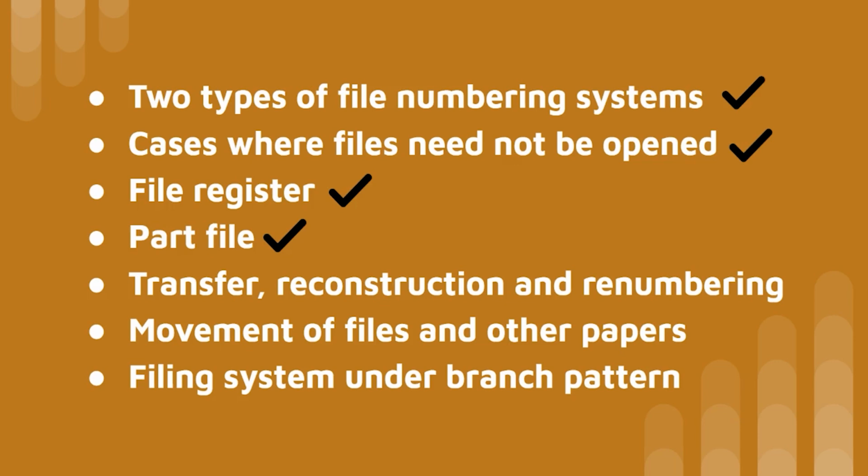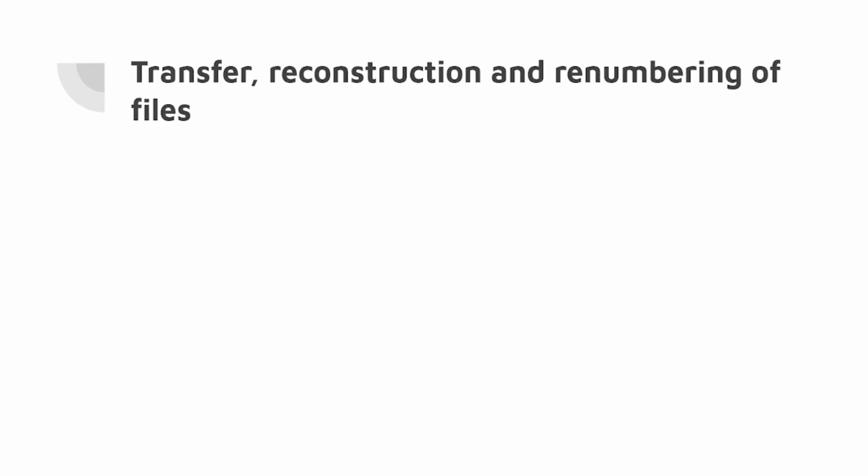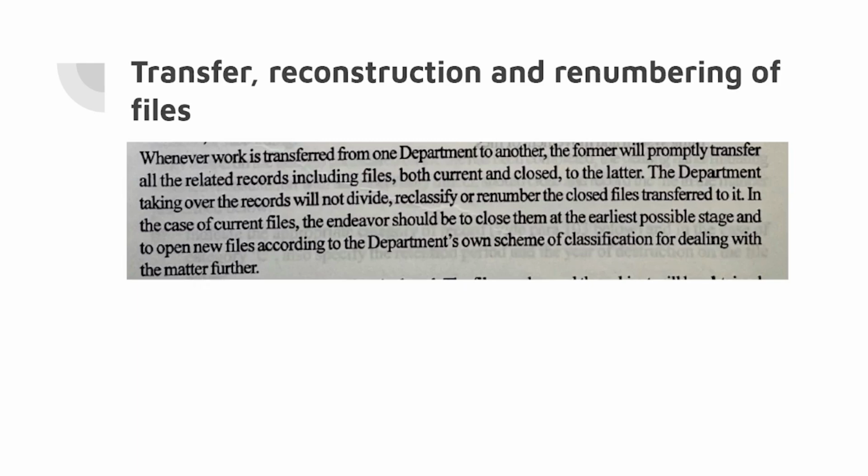We now look at transfer, reconstruction, and renumbering. Whenever work is transferred from one department to another, the former will promptly transfer all the related records, including files, both current and closed, to the latter. The department taking over the records will not divide, reclassify, or renumber the closed files transferred to it. In the case of current files, the endeavor should be to close them at the earliest possible stage and to open new files according to the department's own scheme of classification for dealing with the matter further.